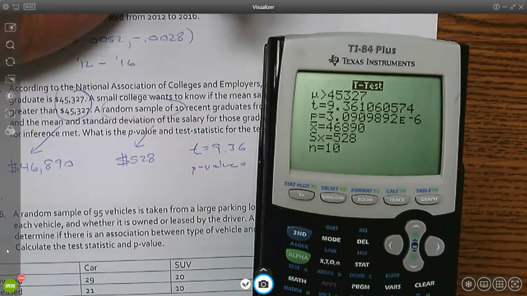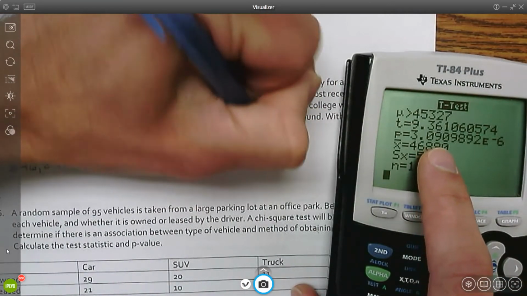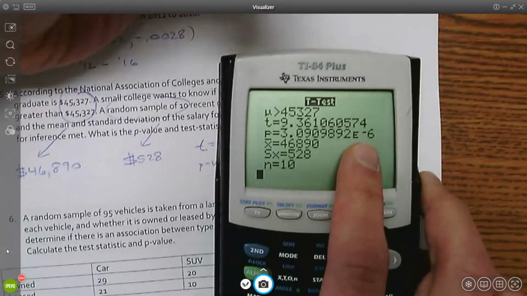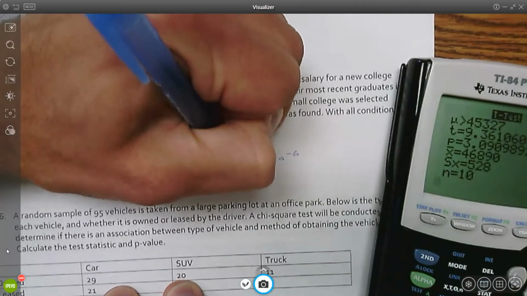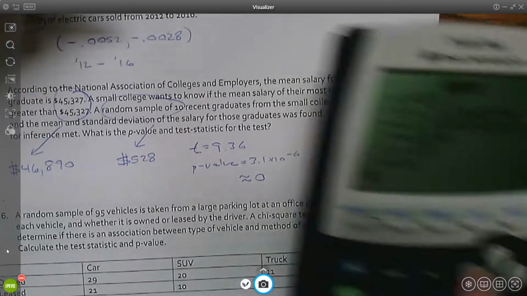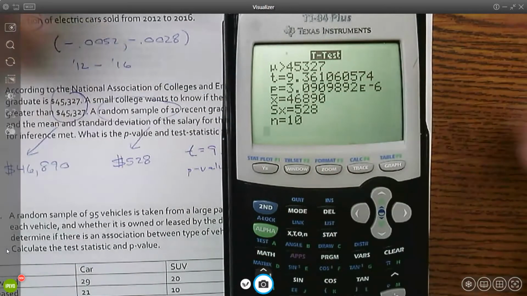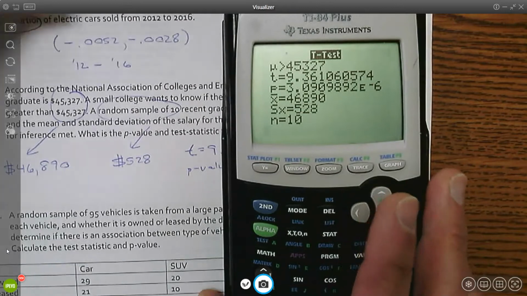Your p-value can't ever be greater than 1, so you have two options. 3.1 times 10 to the negative 6th in scientific notation. Or you could say the p-value is approximately 0, since the p-value is incredibly small. Either one is okay. I showed you the draw feature. If you do that, it's only going to give you your test statistic and p-value if you prefer that.